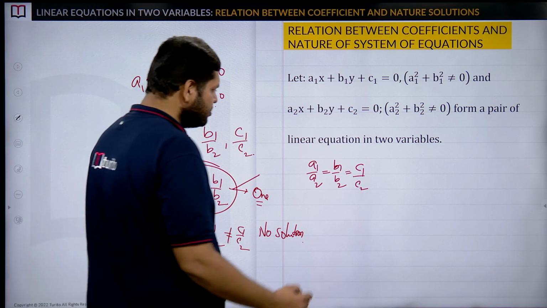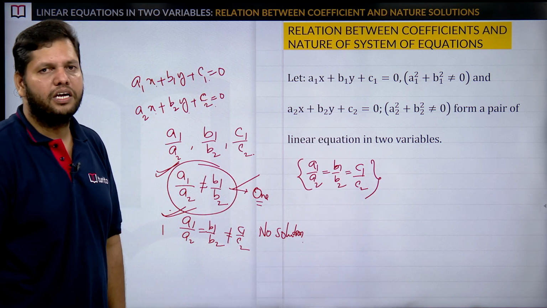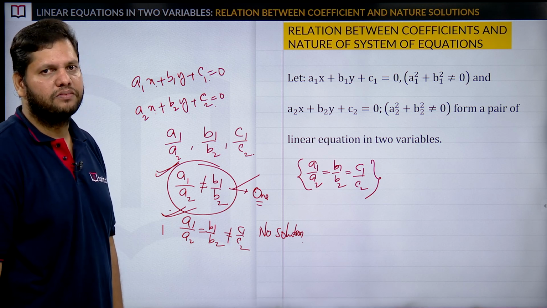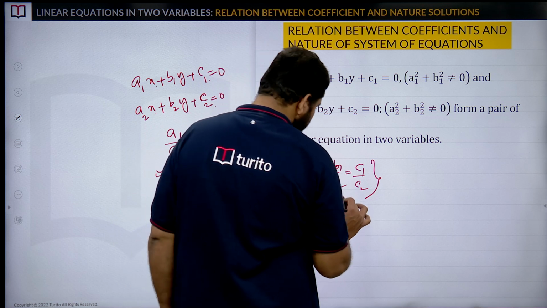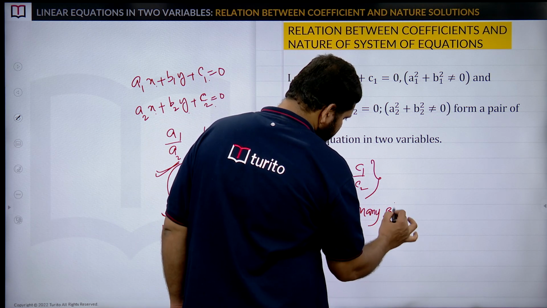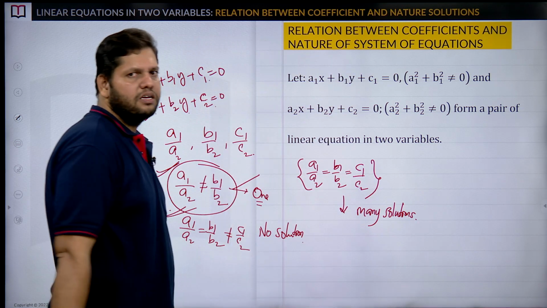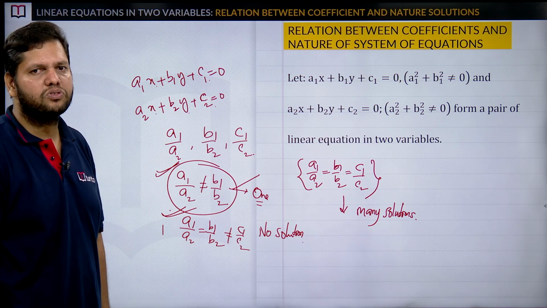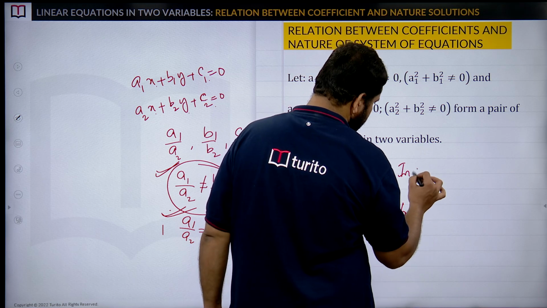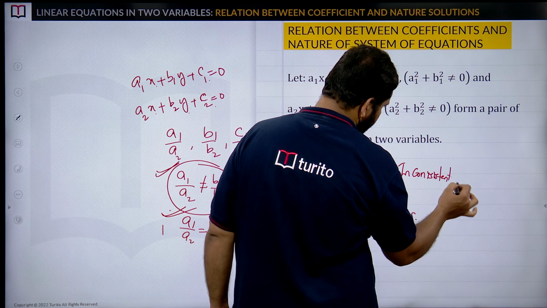And next comparison is what, children? a1 by a2, b1 by b2 equal to c1 by c2. Here we can say consistent but dependent, because here we are getting many solutions. So I can say many solutions. Clear, children? We can say many solutions. Many solutions mean the number of solutions are what? Many.